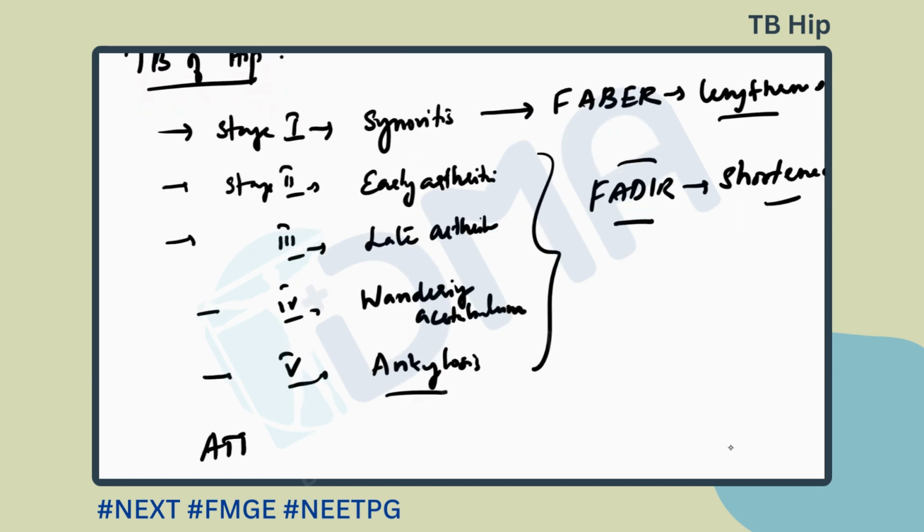Once you diagnose that the patient has got TB hip, you have to treat him with antitubercular drugs, and if needed, if the stage of disease is late, you can offer him arthroplasty also. So this is about the TB hip.